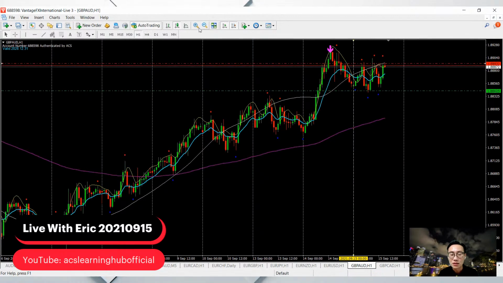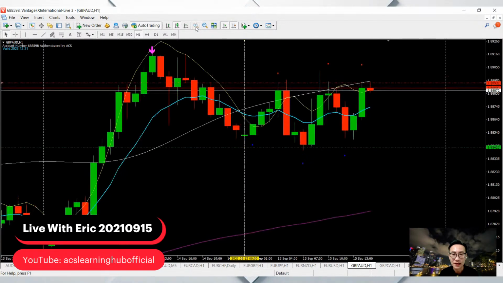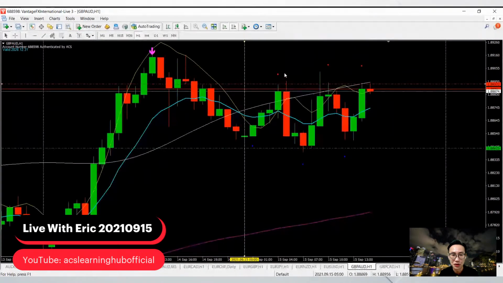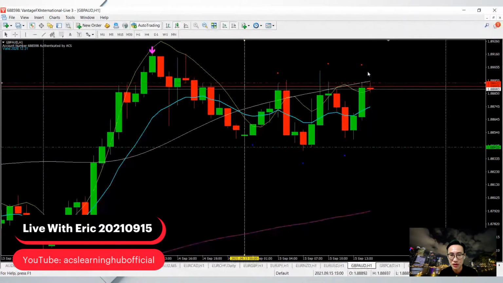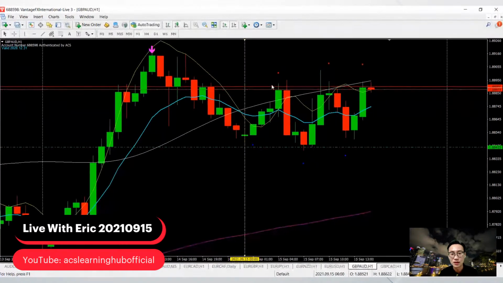All right, so if we zoom in over here in H1, you can see all the red dots, the upper shadows, long wicks here. Trying so hard yet it's not breaking. Am I right? So there must be a resistance level over here somewhere. Can you see from here?